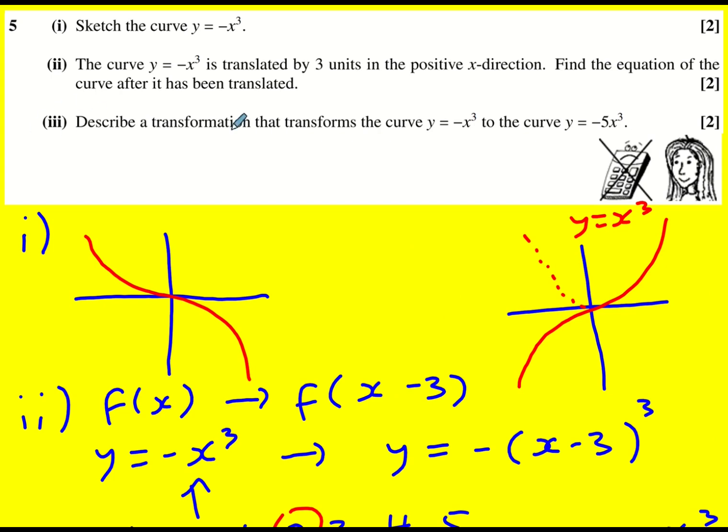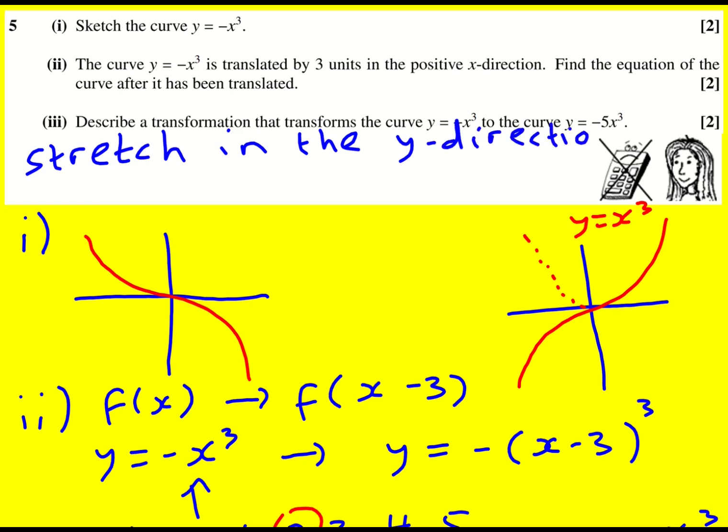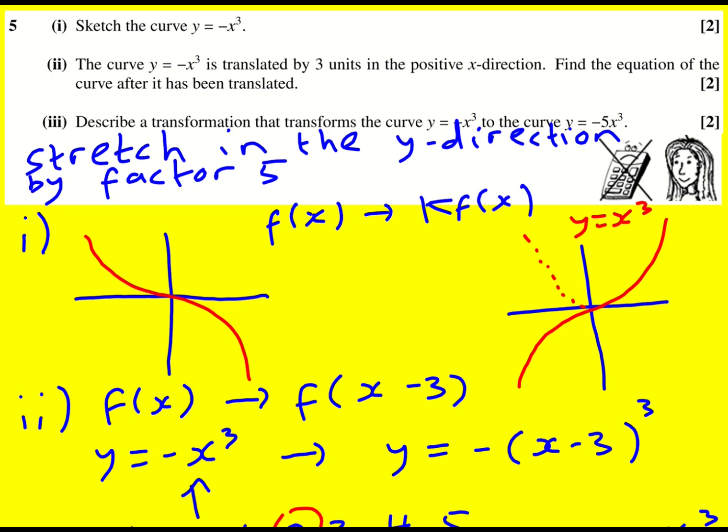Okay, final part, describe a transformation that transforms the curve y equals minus x cubed to the curve y equals minus 5x cubed. This is a stretch. Really important to use that word. A stretch in the y direction. I think you get away with saying parallel to the y-axis as well, but I'm just going to say in the y direction by factor 5. Essentially, if you go from f of x to k f of x, then that is a stretch by factor k. And that's similar to what's happened here.